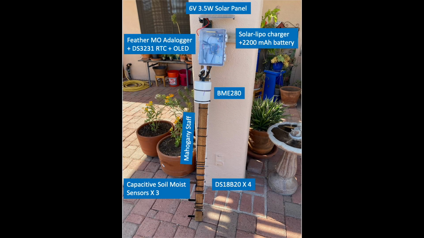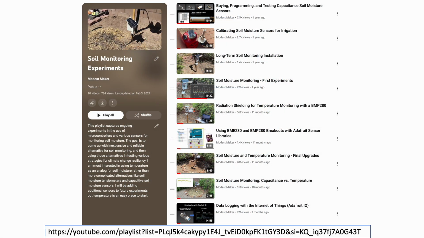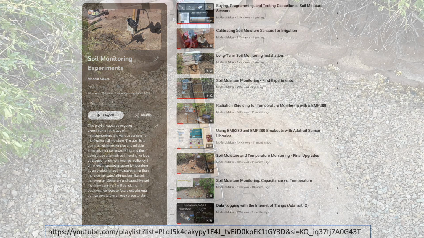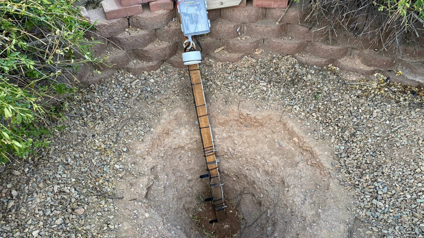Hi folks, so if you've been following my soil monitoring series, you know all about this instrument I developed to support backyard experiments in a little water harvesting basin constructed in my backyard. It's gone through several iterations and improvements over time as summarized in this playlist, but I'll do a quick recap here. The instrument was developed to help me understand soil moisture dynamics using temperature and capacitive soil moisture sensors at various depths in a shallow basin.